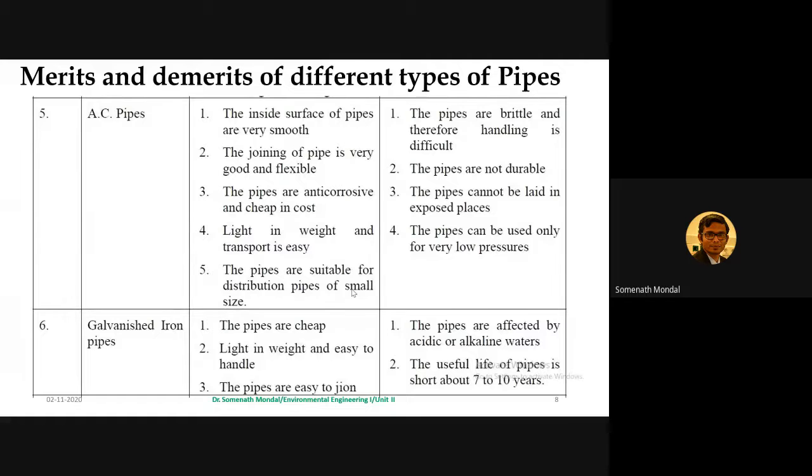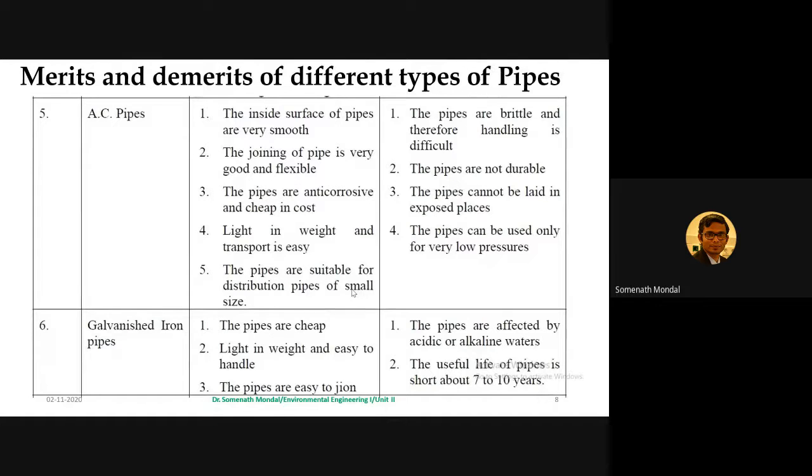The next one is galvanized iron, GI pipes. GI pipes are comparatively cheaper. They are lightweight and easy to handle, and these pipes are easy to join as well. So these are the advantages with galvanized iron pipes.